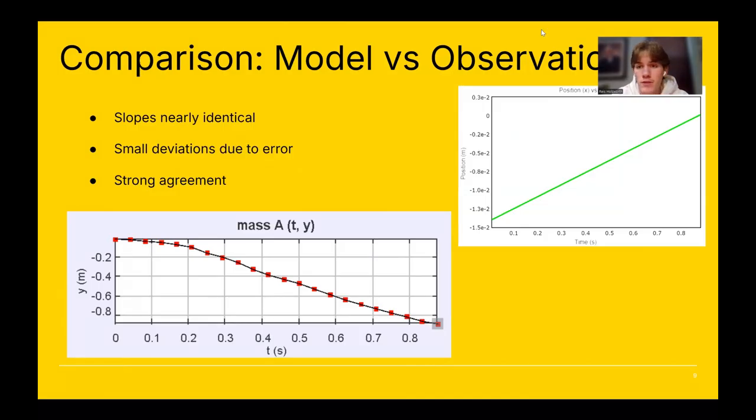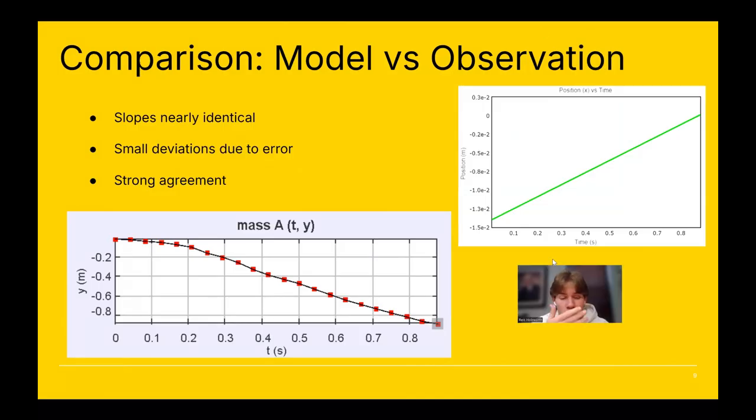Comparison: the model versus our observation. The slope is a little off, partly because the angle is in reverse. But I think there's just a slight deviation due to error, which once again is probably human error from us pushing the cart to initially go. And I feel like this shows a strong point of comparison, that our assumptions are accurate as long as F net equals 0.